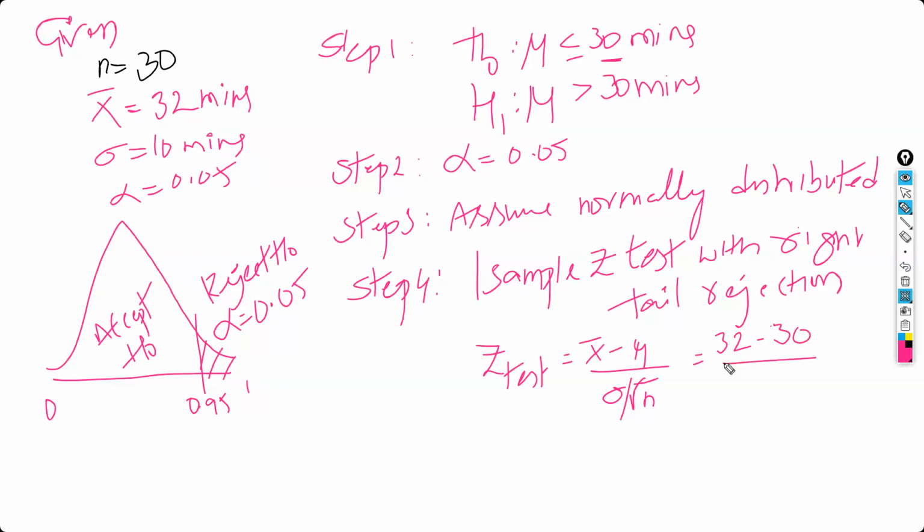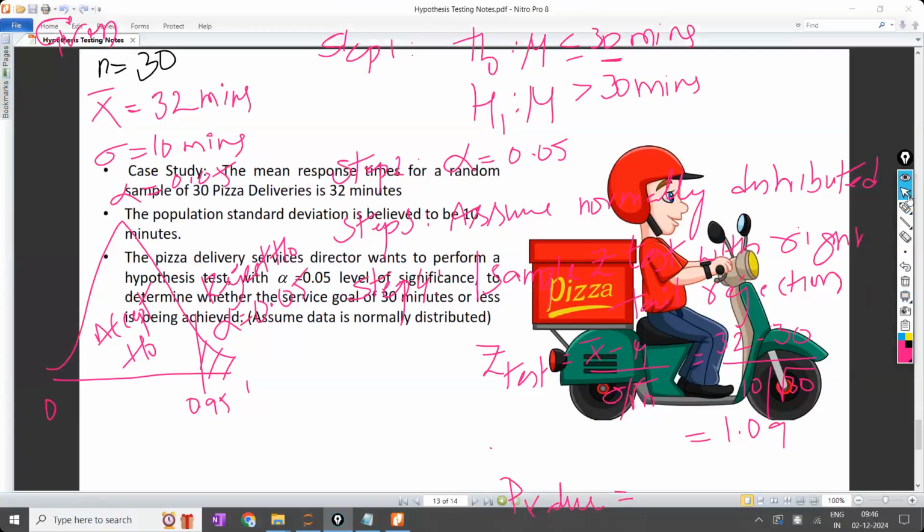Divided by sigma. What is the sigma? 10. What is the n value? 30. Now what is this value? Calculate once. 1.09. Done. Now from 1.09, what is the next step we have to do? Calculate the p value. So open the Z table and tell me for this one, what is the p value for 1.09? For 1.09, what is the p value in the Z table?